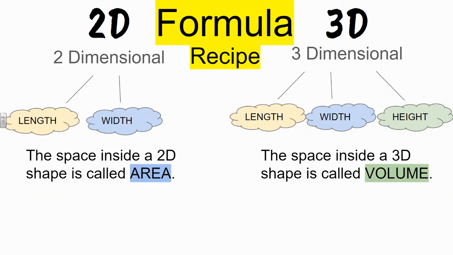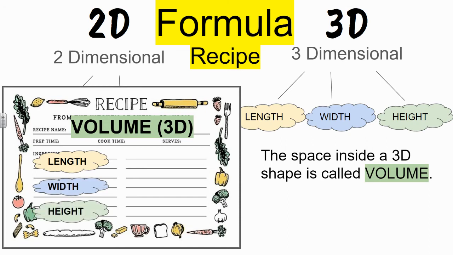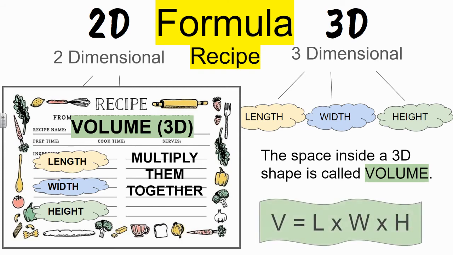That's the formula. If we look at the formula or the recipe for volume, since volume is measuring the space inside a three-dimensional shape, I'm now going to have three ingredients, my three dimensions, the length, the width, and the height. And then I need to know what to do with them. The directions are going to tell me to multiply them together. So the recipe or the formula for volume is the volume equals the length times the width times the height, or volume equals length times width times height.